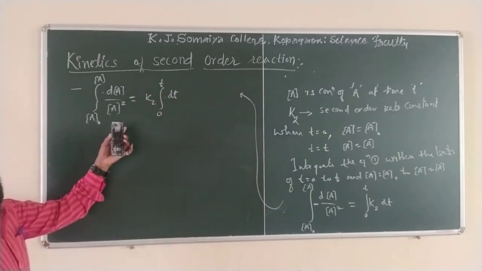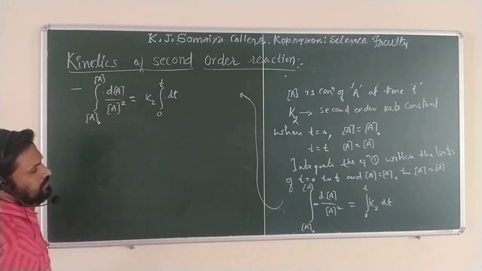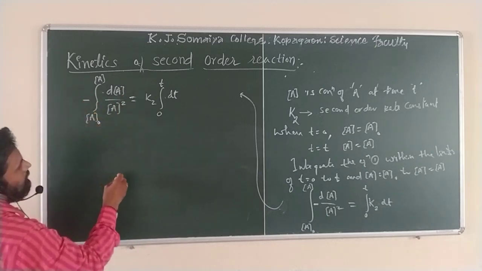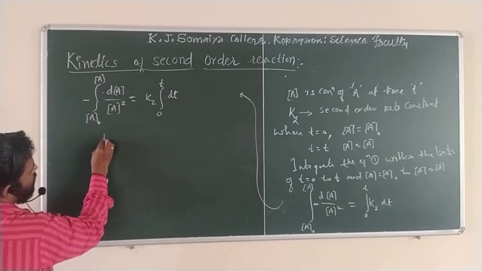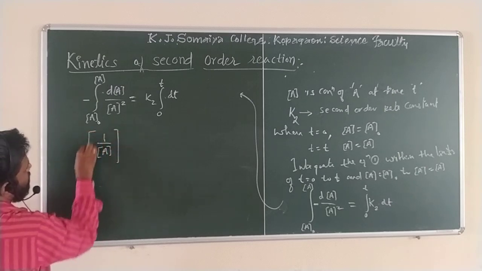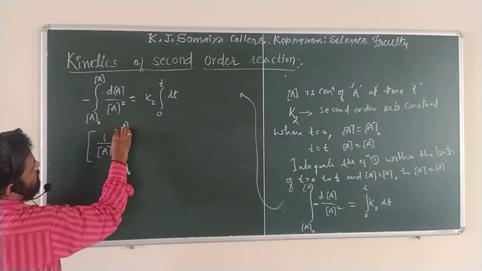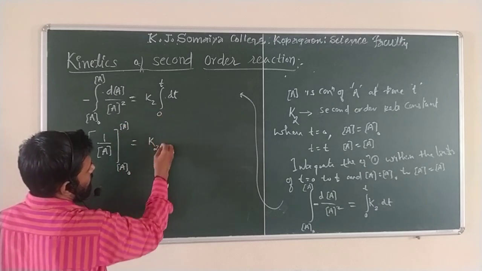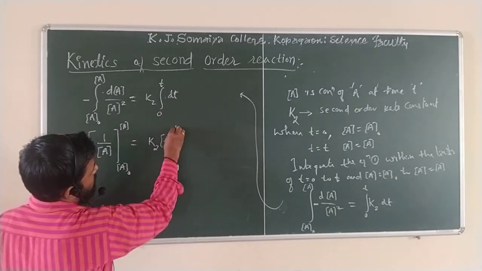So this is the mathematical part. Very simply, whenever there is 1 upon A square, the integration is taken as follows. The minus sign comes out, so I can directly write 1 upon A, the concentration of A within the limits, is equal to K2 as it is. Integrating with respect to dt gives t, with limits 0 to t.